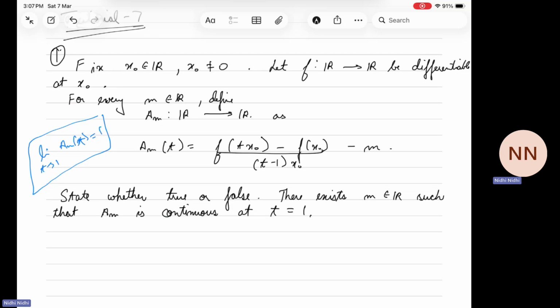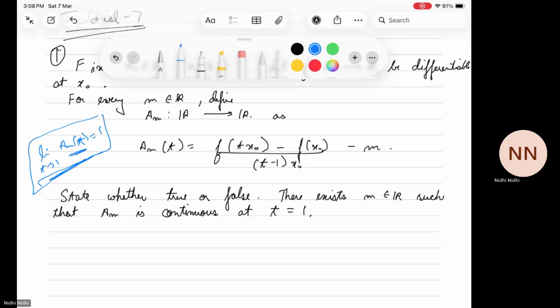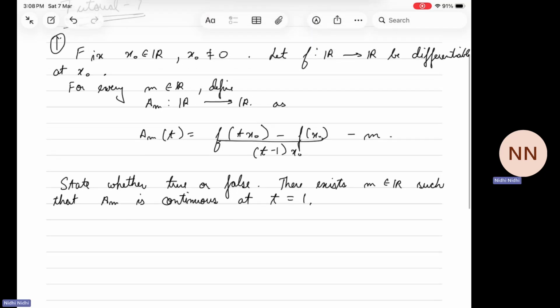Now we can see that at t equals to 1, we do not know the exact value of the function A_m. But still, if this limit exists and is equal to the value of the function A_m at 1, then the function will be continuous. So our aim is to see whether this limit t tending to 1 of A_m exists or not. For that, we will be using the differentiability of function f, because this function A_m is dependent on the function f. Let's see.